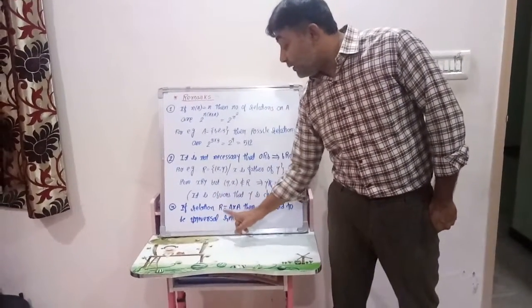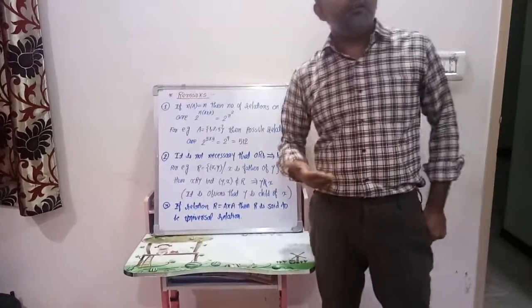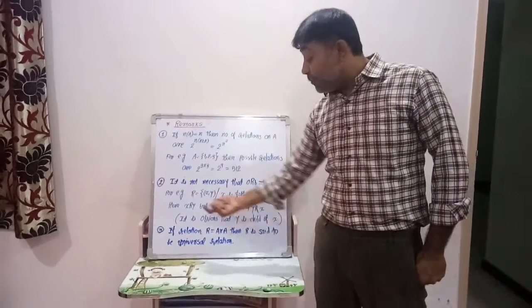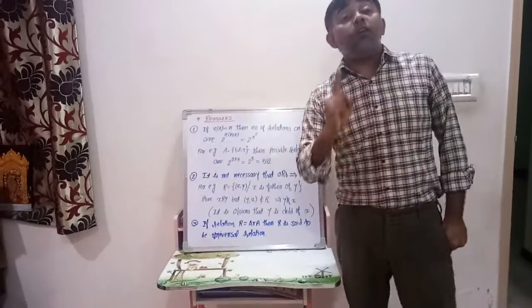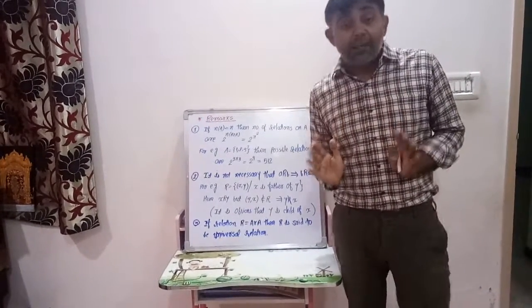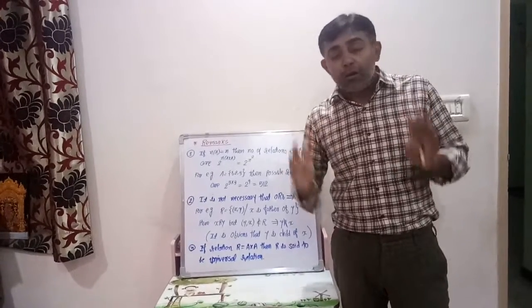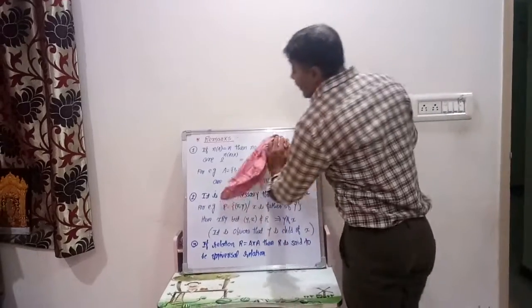If a relation R is set A cross A itself, then we may say that it is a universal relation. One more thing I have to mention here: if any relation R is the null set, the empty set, then we may say that it is an empty relation or null relation also. So this is the thing. One example we may derive.